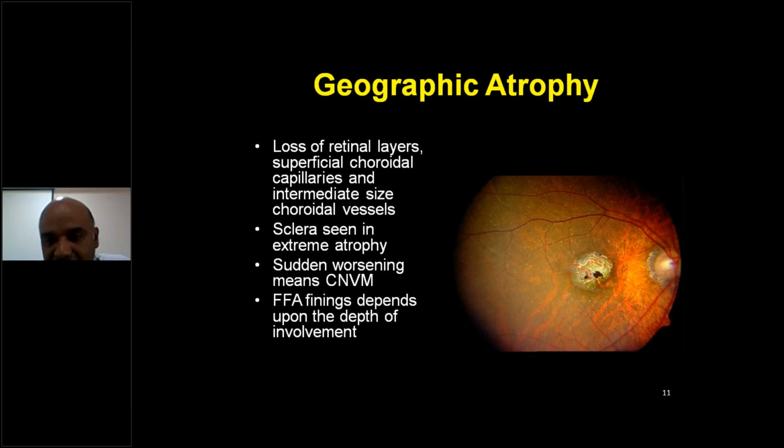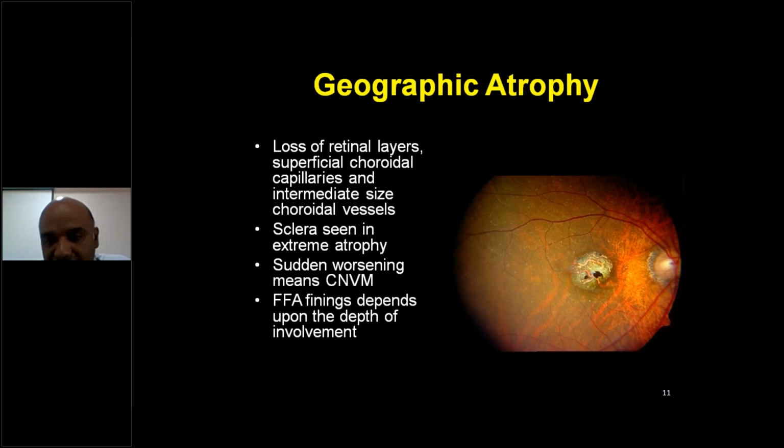So when you see an atrophy secondary to drusen, if you see here in the fundus picture, there are a lot of drusen all around, and in the central area there is a geographic atrophy. So this is an example of geographic atrophy. In a patient with geographic atrophy, if he still is complaining of sudden visual loss, then you have to rule out central choroidal neovascular membrane. That is nothing but wet AMD. You have to rule out.